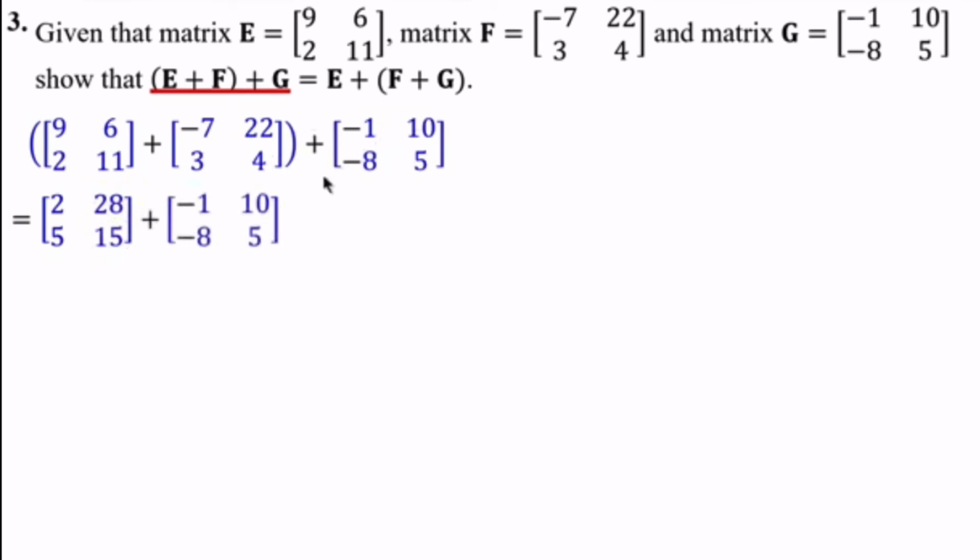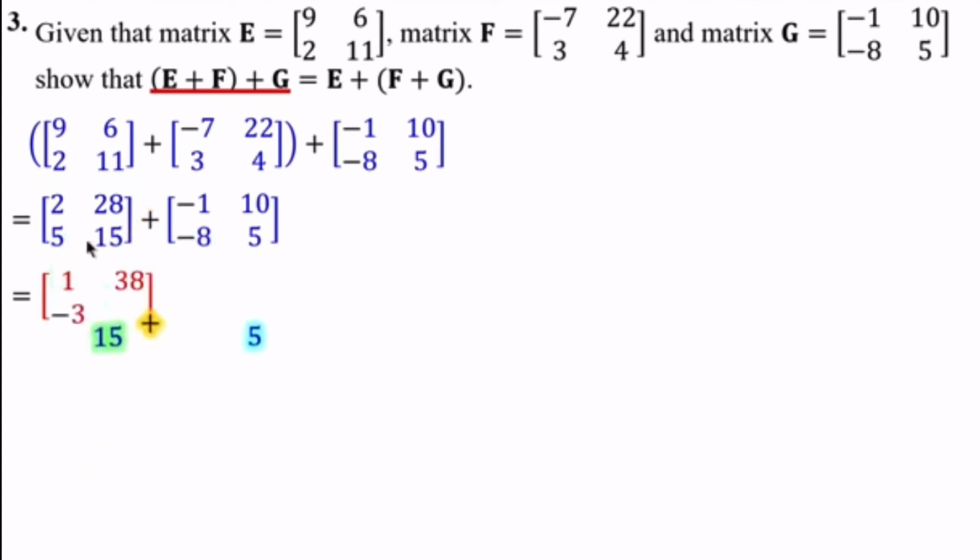Okay, so now we will try to solve it. So we have 11 plus 4, 15. And after we solve it, we will actually add the two matrix, which is 2 plus negative 1, which is 1. And 28 plus 10, we will have 38, right? And finally, the second row is 5 minus 8. You will get negative 3. And 15 plus 5, you will get 20, right?